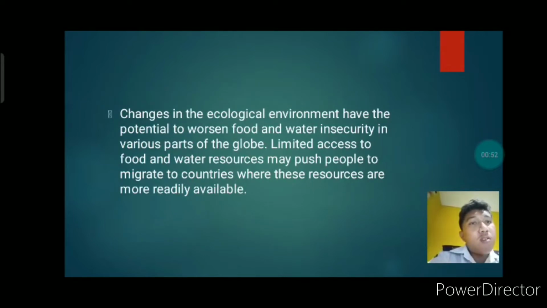Changes in the ecological environment have the potential to worsen food and water insecurity in various parts of the globe. Limited access to food and water resources may push people to migrate to countries where these resources are more readily available.